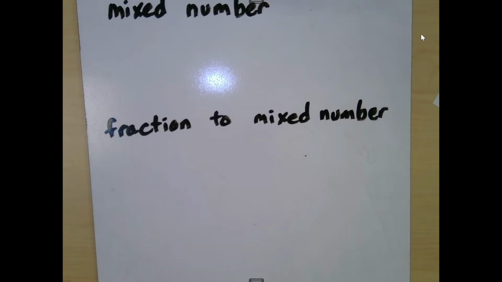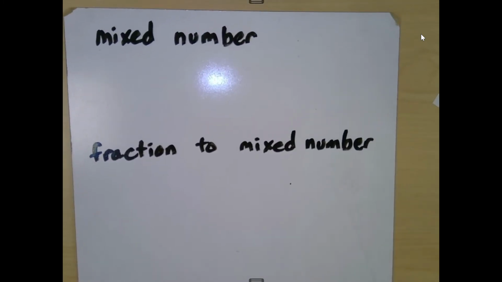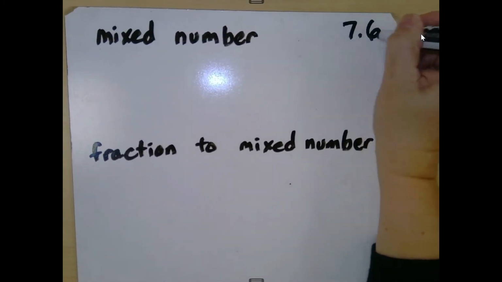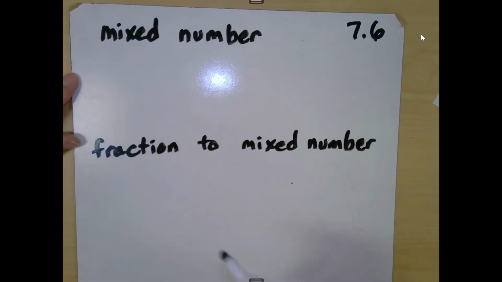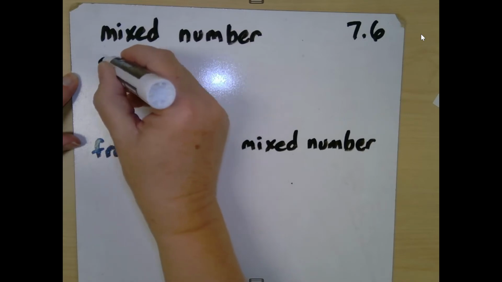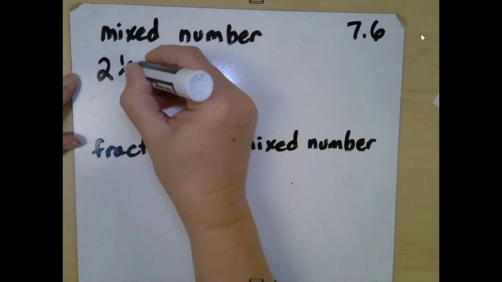Okay, this is math lesson 7.6. And before we get started on the workbook pages, there are two things I kind of want to touch on before we start the workbook pages. One is a mixed number. Now, a mixed number is going to have like a whole number and then a fraction.